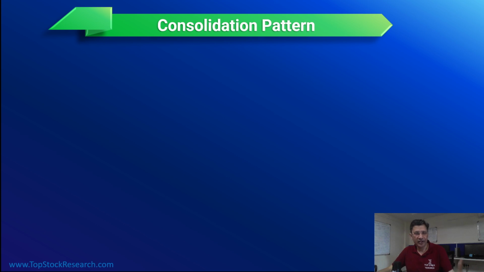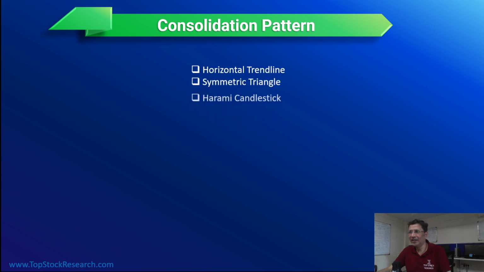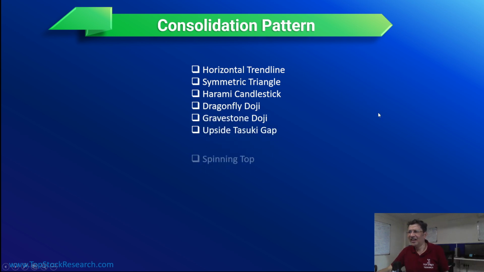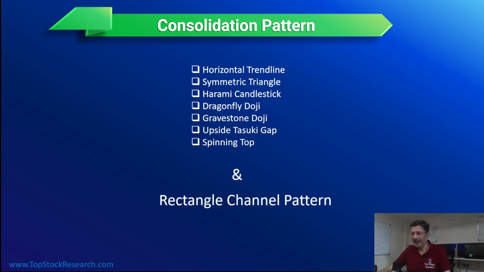Now, the first pattern that we covered was a triangle pattern, which is generally a continuation pattern. Then we covered double bottom and double top, which are typically reversal patterns. Today, we'll be taking one of the consolidation patterns. So we have quite a few consolidation patterns available in TSR. One is horizontal trend line, symmetric triangle. A lot of candlestick patterns are there. Master candle is there, Bollinger Band, and many more consolidation patterns and indicators are available in the system. Standard deviation is another one which helps you to find consolidation. Right. Today what we'll be covering is rectangle channel.